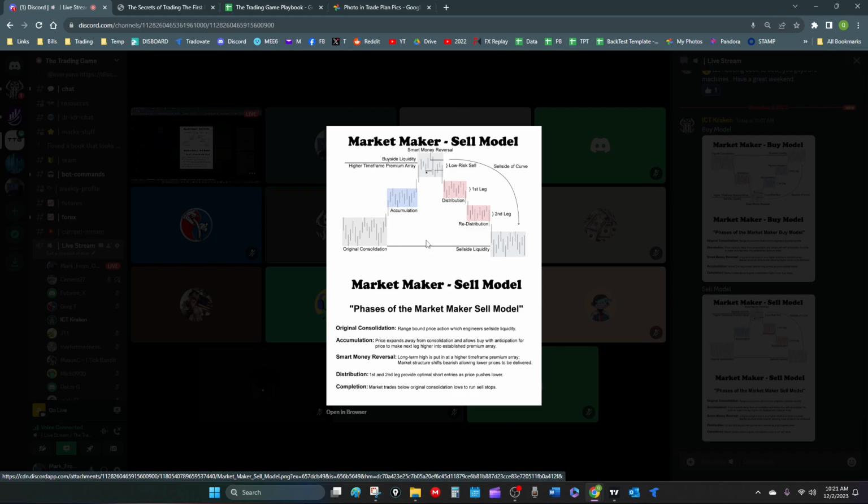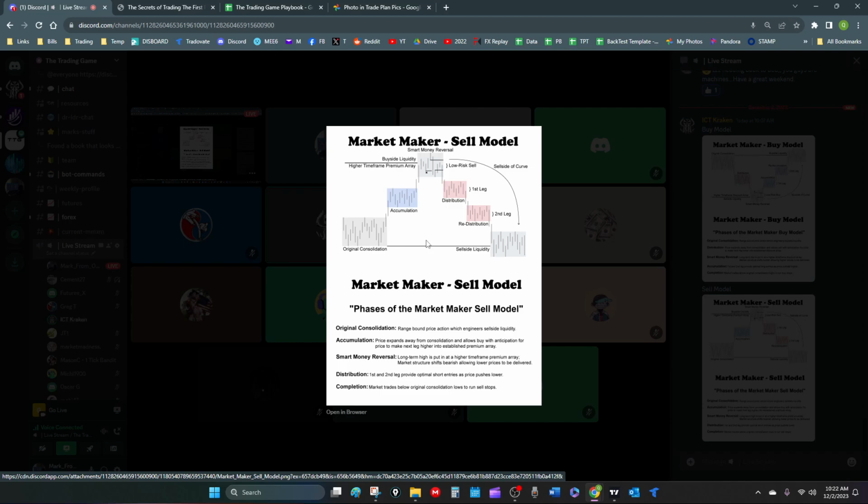A lot of people will ask, isn't the original consolidation kind of the same thing as a smart money reversal? No. Smart money reversal is when you go into a higher time frame PD array and you're rejecting from it. I don't want it to linger there for consolidation for an extended period of time.